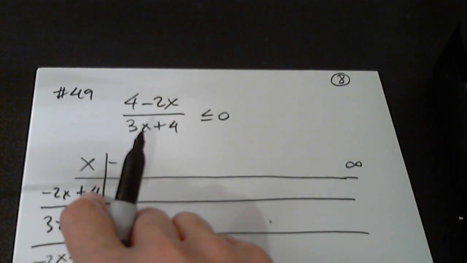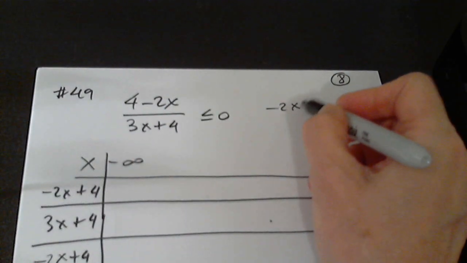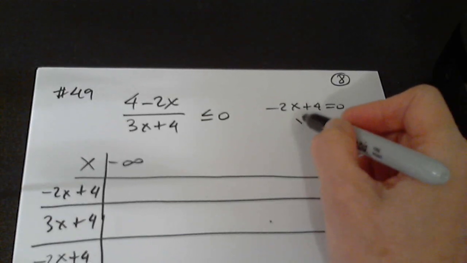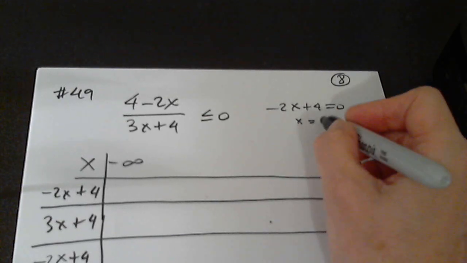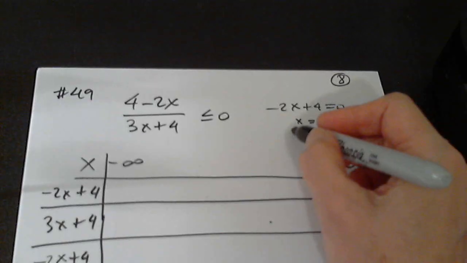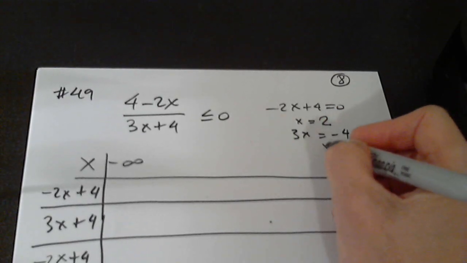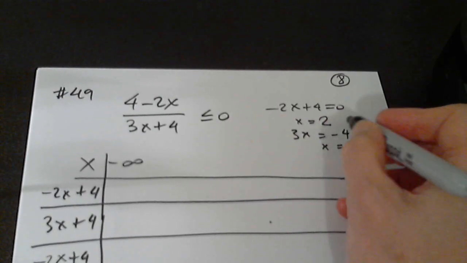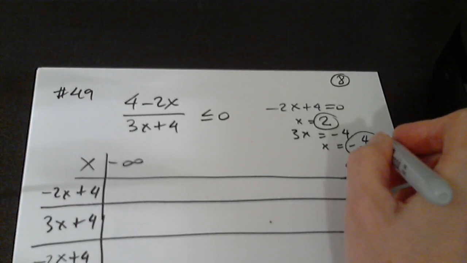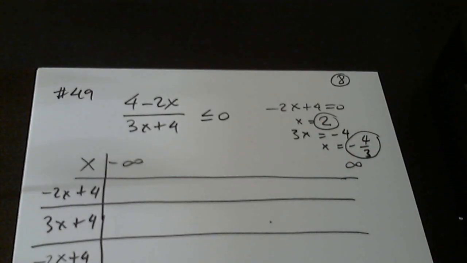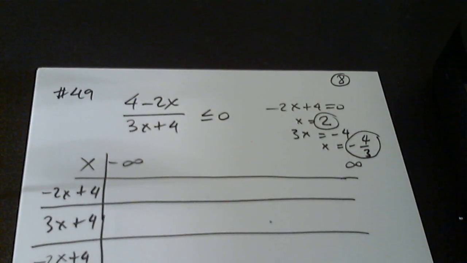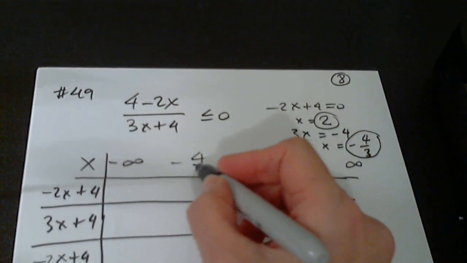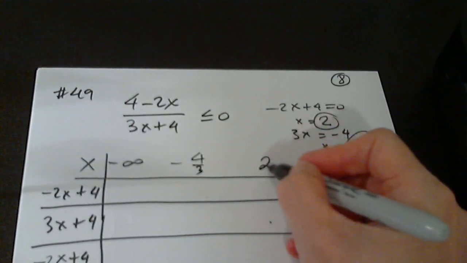I need to determine when this is 0. Negative 2x plus 4 is 0: x equals negative 4 over negative 2. And for this one, 3x equals negative 4, so x equals negative 4/3. These are very important numbers. I need to obtain them before I put anything in the table, and they have to be in the correct ascending order. First, negative 4/3, and then I plug in 2.